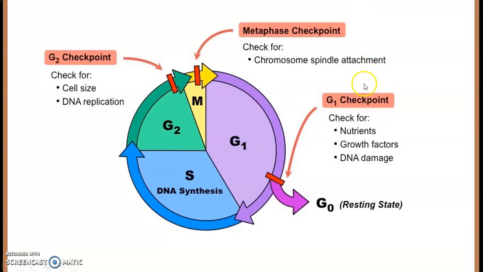The number 1 checkpoint is the G1 checkpoint. The number 2 checkpoint is the G2 checkpoint here, and the metaphase checkpoint is present here. So let's discuss all of them in detail.